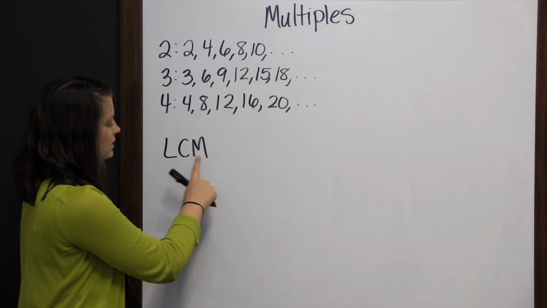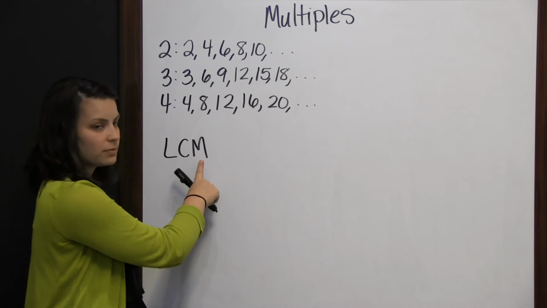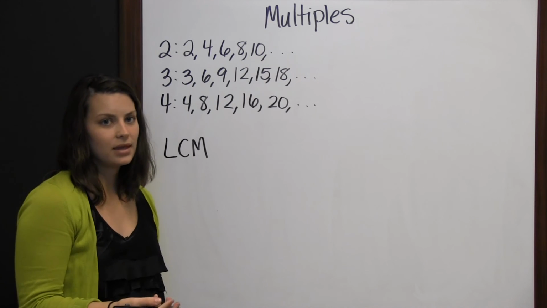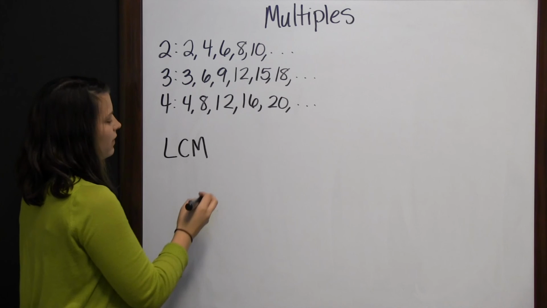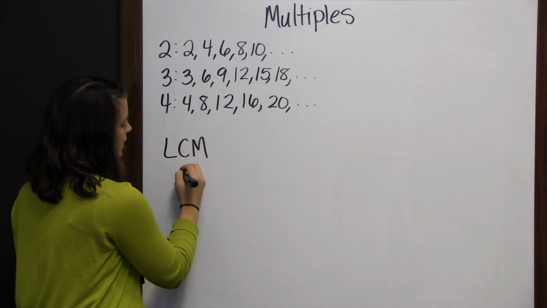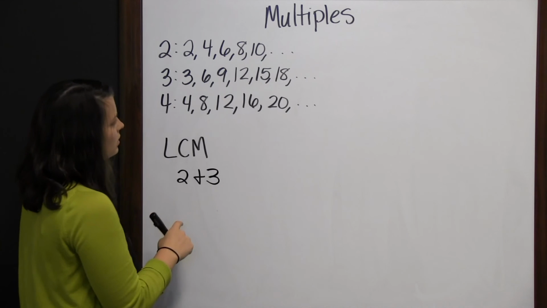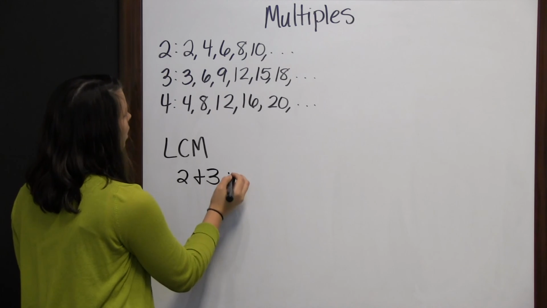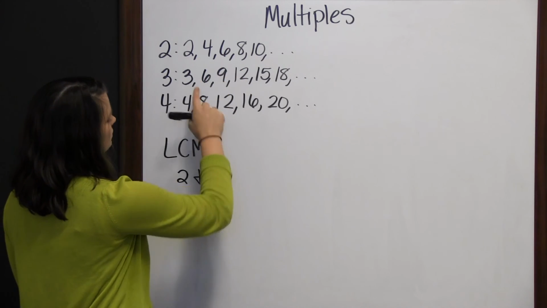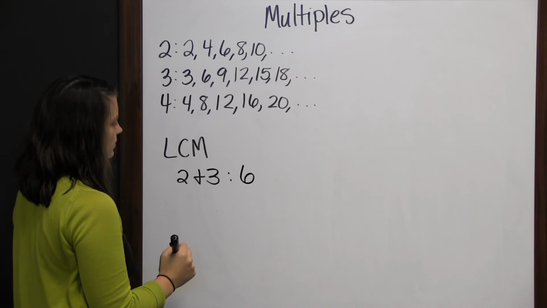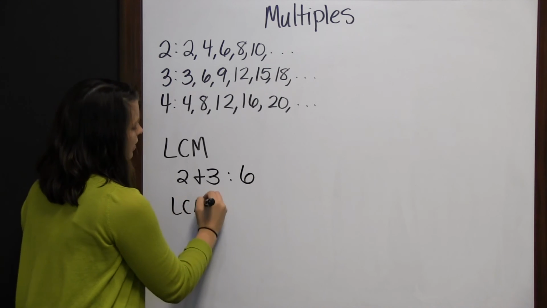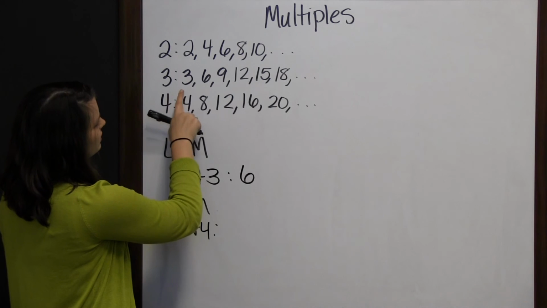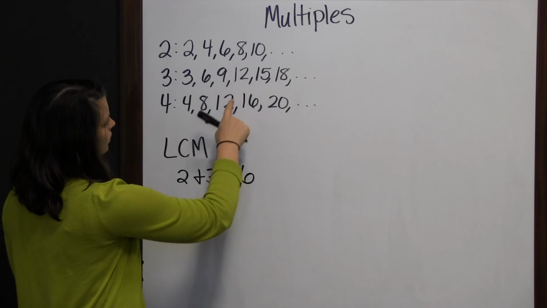The LCM is the least common multiple. Least meaning the smallest, common meaning the same, and multiple. So if we wanted to find the LCM of, let's say, 2 and 3, the least common multiple of 2 and 3, so the smallest number that 2 and 3 have in common, would be 6. So that's the LCM of 2 and 3. The LCM of, say, 3 and 4, the very smallest number that they have in common would be 12.